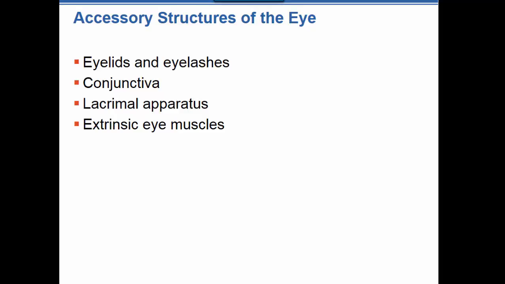I'm not going to talk about eyelids and eyelashes. These are protective structures that prevent large particulate matter from getting into the eye and also help to keep the eye moist. So we'll first start off by looking at conjunctiva.